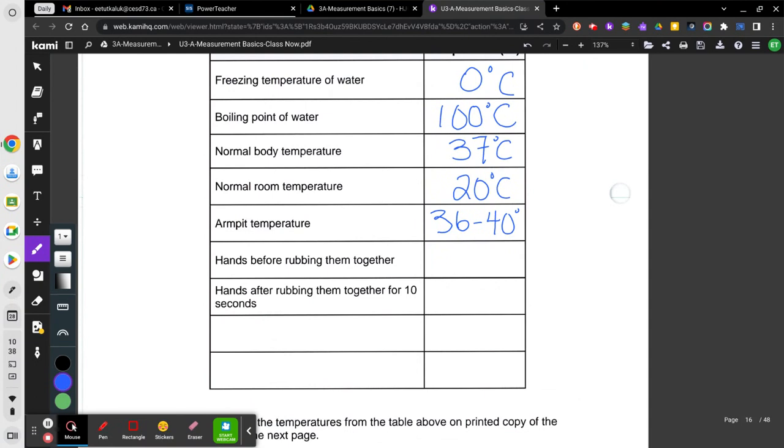Also, rubbing your hands together can heat them up, right? You rub them together, they get real hot. It does cause friction. So if we rub them together, they're going to create a little bit of friction, which warms them up. But what if we really rub them for 10 or 30 seconds? We rub them for a long time, it gets really, really warm.